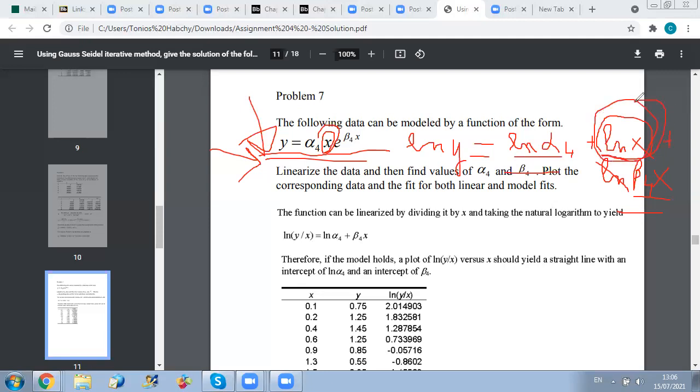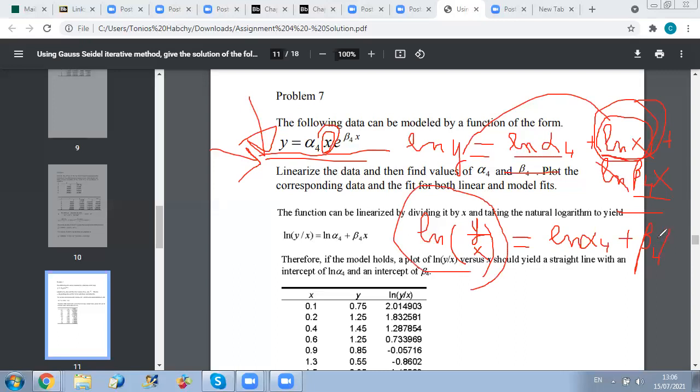So what can I do? All I have to do is take it to the other side. If I take it to the other side, I get ln y minus ln x. I can write it in the following form: ln y over x equals ln alpha 4 plus beta 4 times x. And now it's linear. So all you have to do is some transformation so that you get a linear system. So now what will be your change of variables?